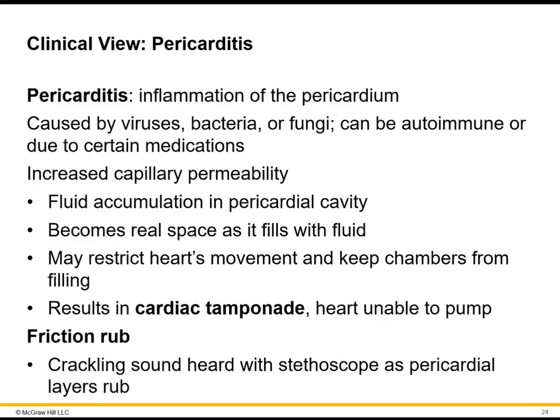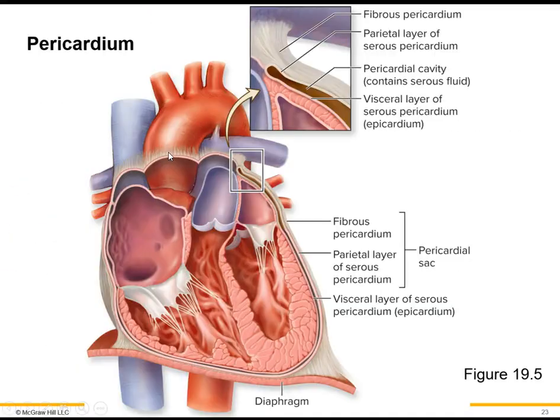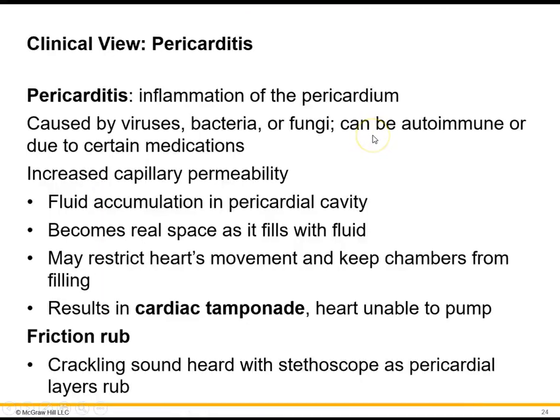And so the problem with this is that you get a fluid buildup in that pericardial cavity right here. So you get fluid buildup here, and it can expand so much that it presses down on the heart chambers and prevents those heart chambers from being able to fill up. That is called cardiac tamponade, where the heart becomes unable to pump because there's so much fluid surrounding it, pushing against those chambers. The heart can't fill up with blood.